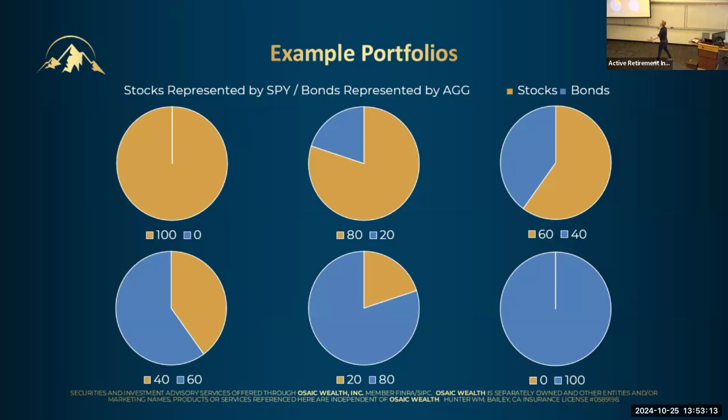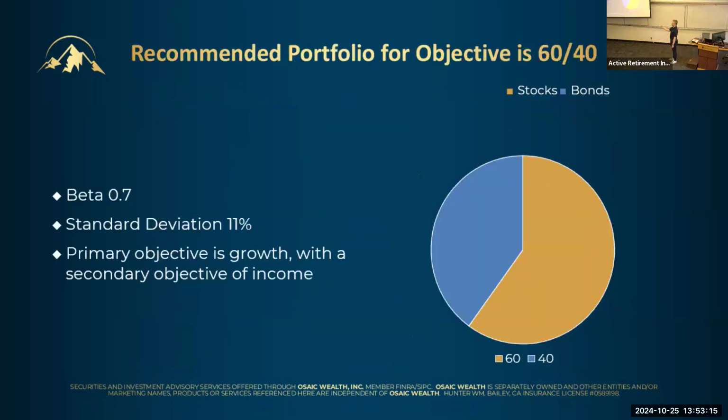60-40. Okay, let's see what I decided. I thought a 60-40 made decent sense. 80-20 might be a little aggressive, but depending on the size of the portfolio, that would make a difference. So both of you could be right, based on the size of the portfolio.